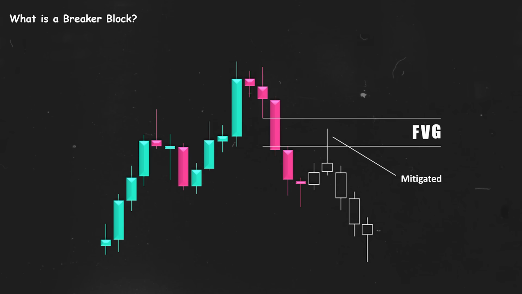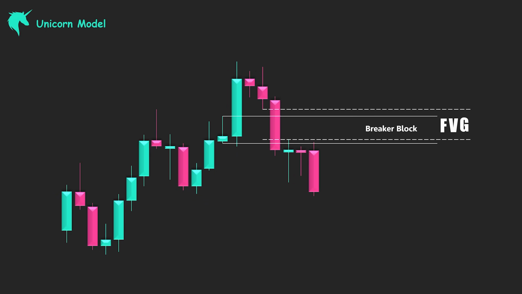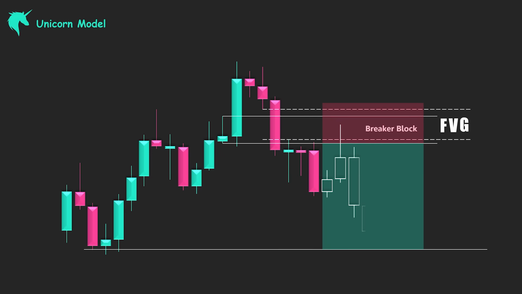Now let's return to the unicorn model. As we mentioned earlier, in this model, we look for a breaker block that overlaps with a fair value gap, creating a high-quality trading zone. When the price returns to this zone, there's a higher chance it will act as a strong supply area and push the price lower. In this case, we'll enter at the beginning of the zone, place our stop loss above it, and target the next key area ahead of the price. The same applies to bullish scenarios.